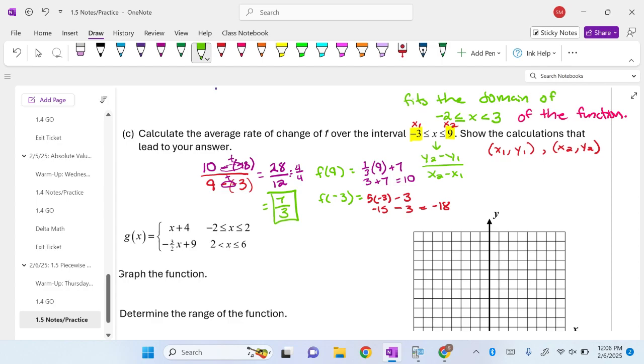So essentially what that's saying is that between the x values of -3 and 9, our graph grows or increases at a rate of 7/3. Any questions on that?